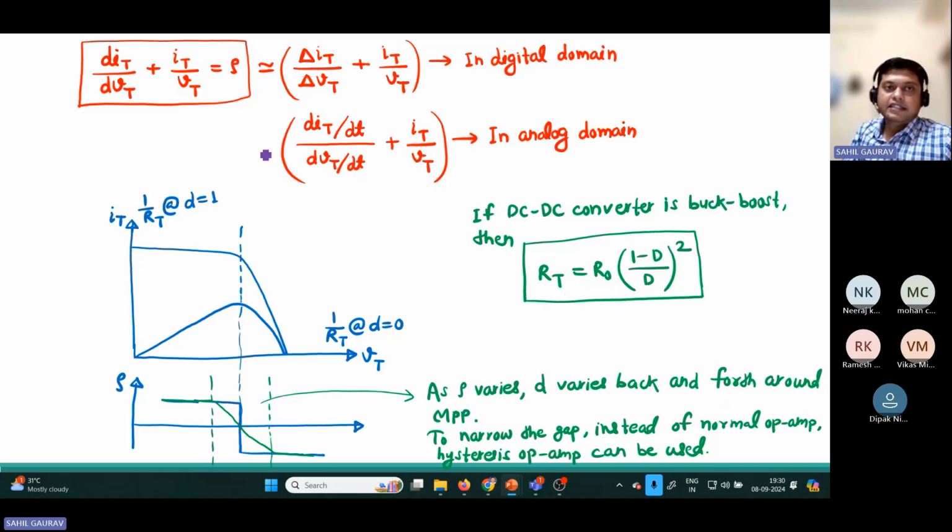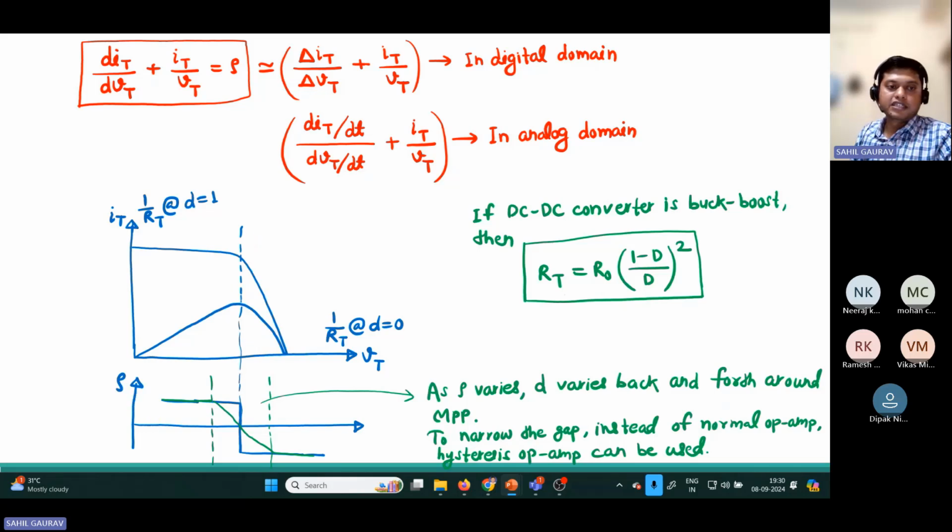Here you can see that as rho varies, the duty ratio varies back and forth around MPP. To narrow this gap, instead of a normal op-amp, we have to use a hysteresis op-amp. We will see the block diagram for the power slope method, then you will understand this better. Before this point, we know the derivative of power with voltage is positive. That's why rho is positive here. And after this MPP point, the derivative of power with voltage is negative. That's why there is a transition at the MPP point.